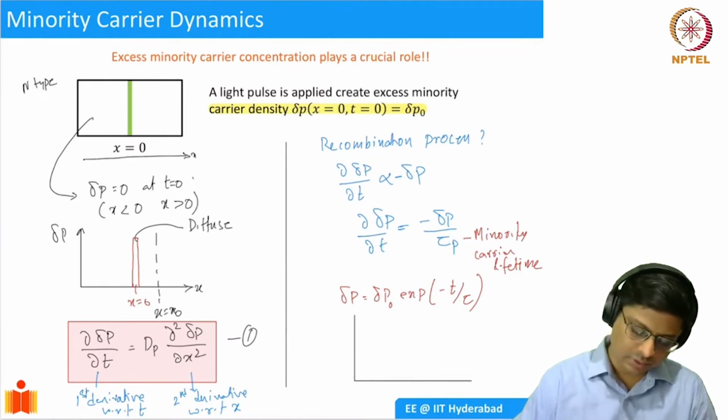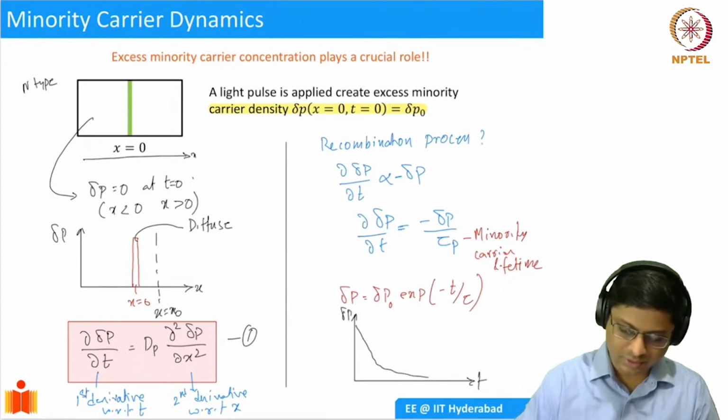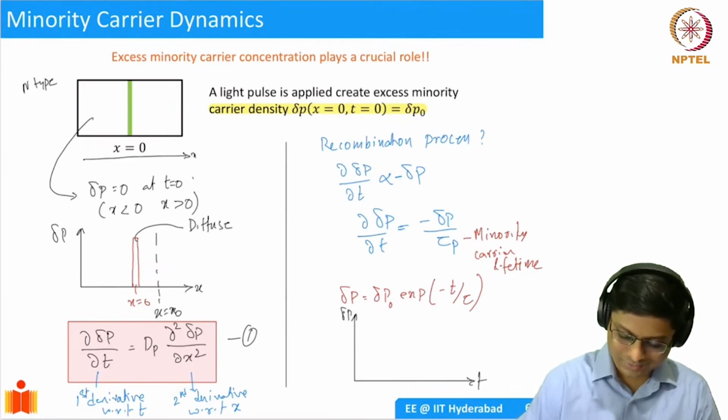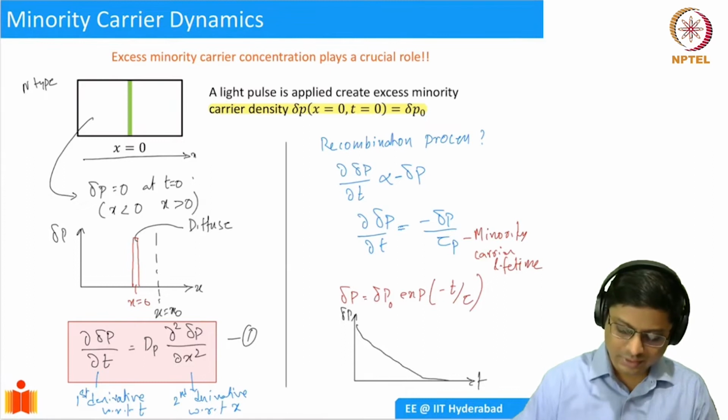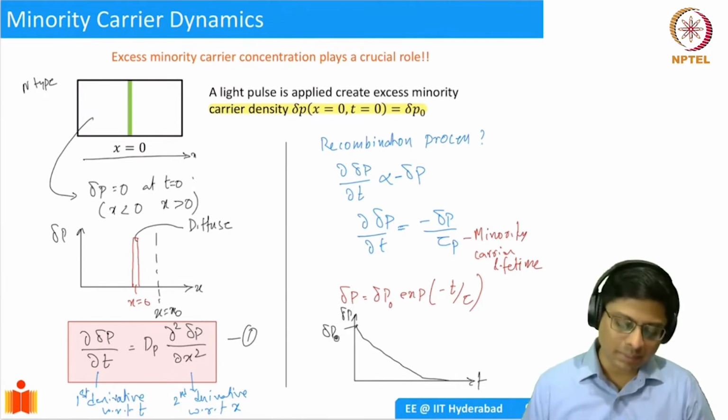Right? So you have time here, and this is going to be delta p. Essentially, you're going to have an exponential decay. Sorry, my explanation is poor. So this is delta p naught. This is how minority carriers will change. So these are the main processes.